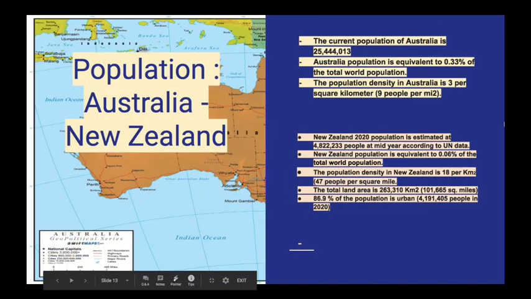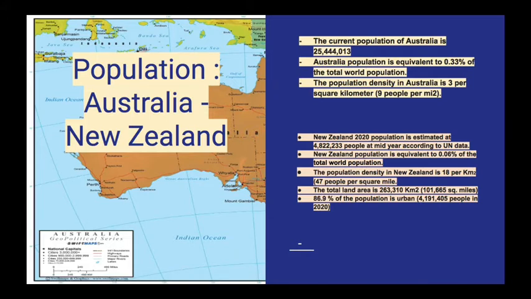Moving on to the population of Australia and New Zealand. The current population of Australia is about 25 million. Australia's population is equivalent to 0.33% of the total world population. The population density in Australia is 3 per square kilometer.